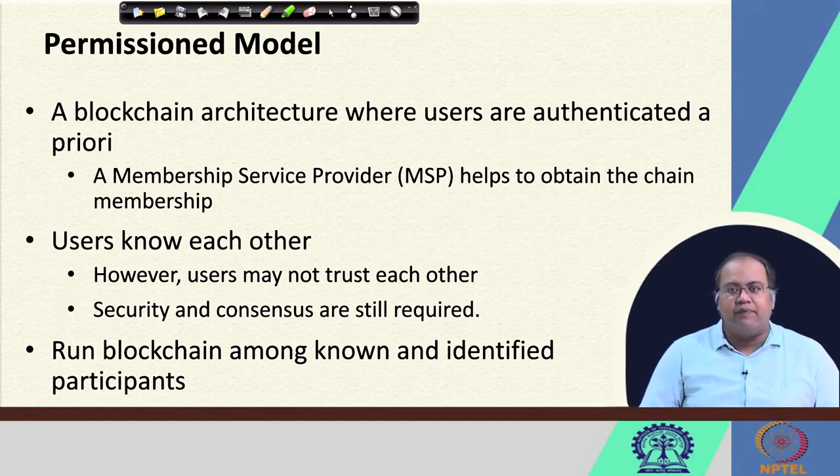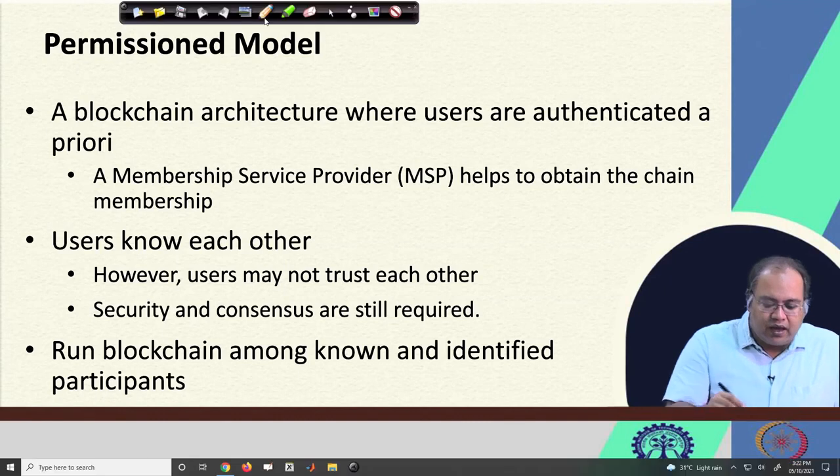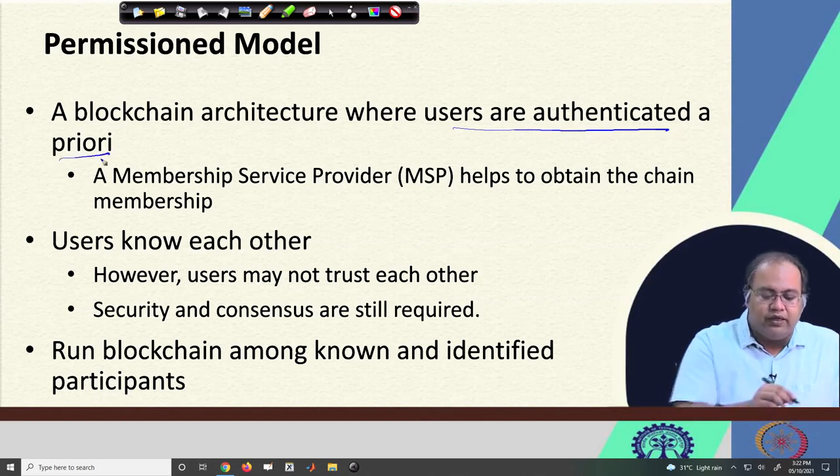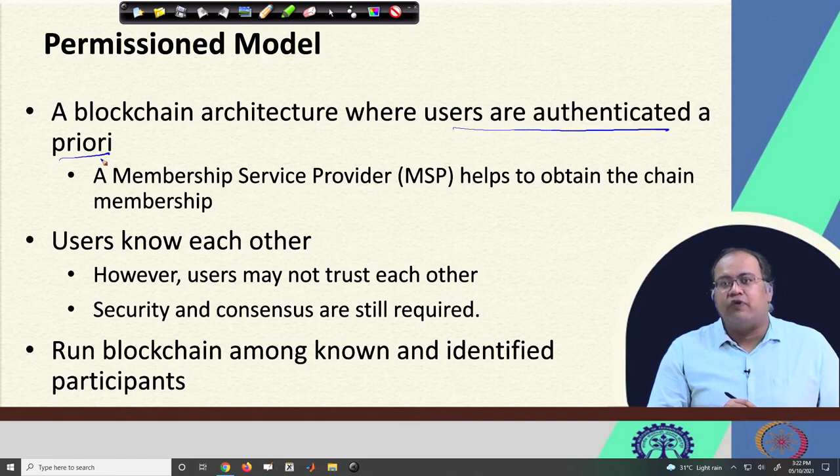Earlier we talked about the permission model, and I gave you an idea about what the permission model means and what type of application can be supported on top of a permission model or a closed blockchain model. So, basically the permissioned blockchain model is a blockchain architecture where the users are authenticated a priori. So, what does it mean? It means that it is a kind of closed network.